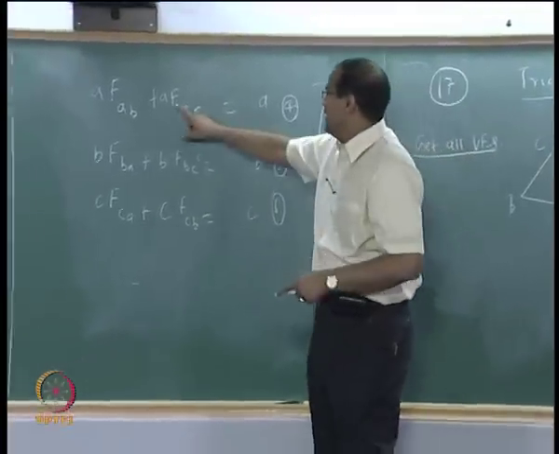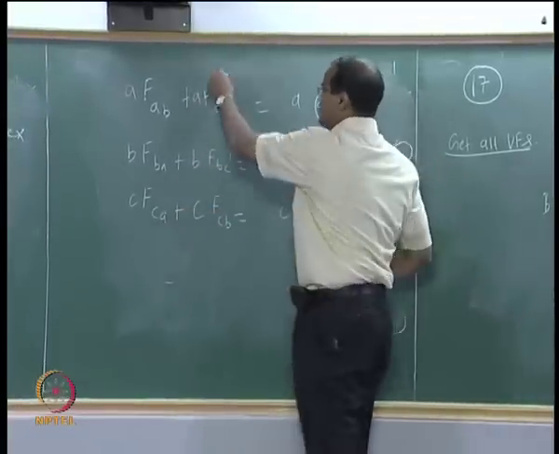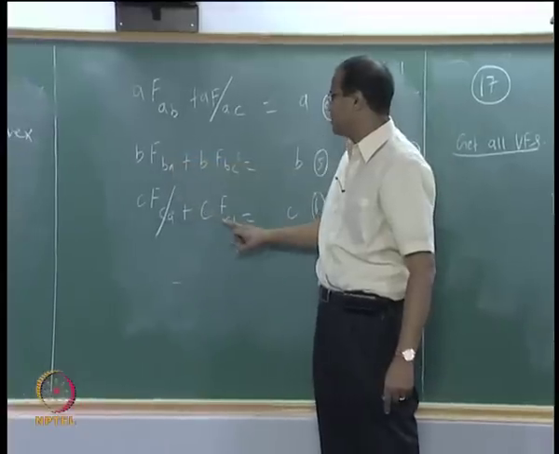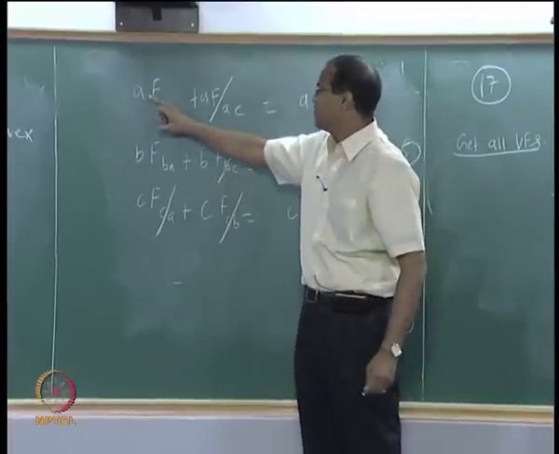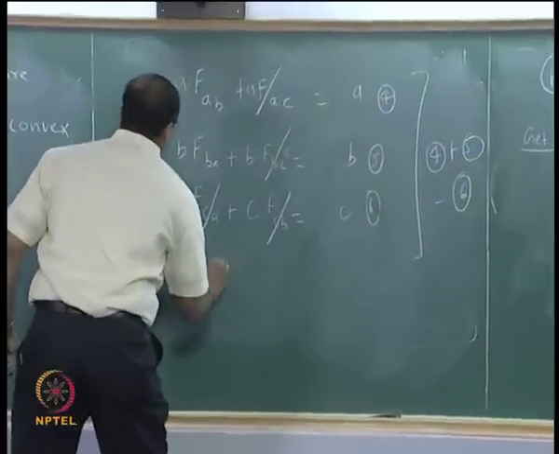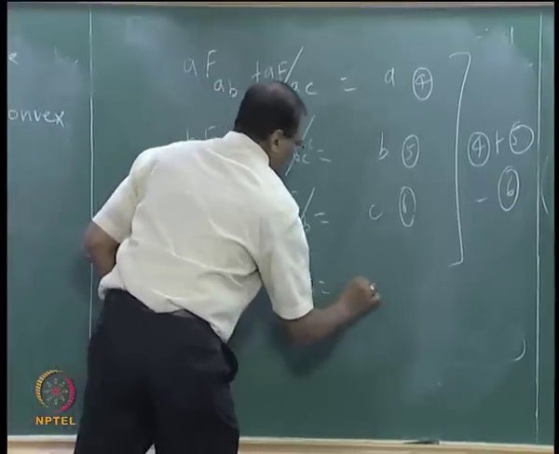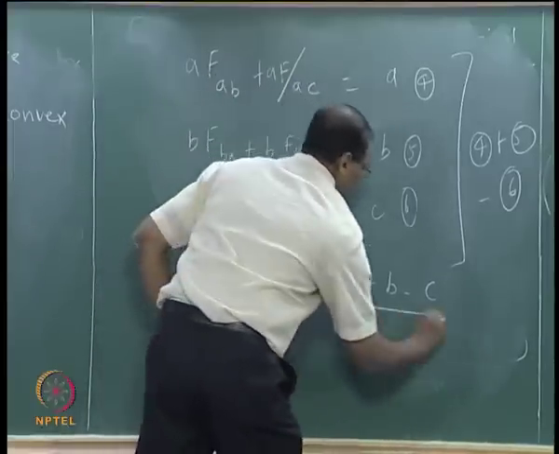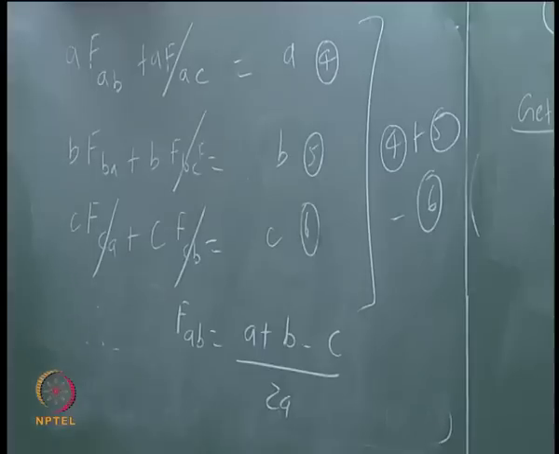What is the beauty? A FAC equal to C FCA. I am adding 4 and 5 and subtracting 6. Therefore, these two will go. B FBA equal to A FAB, B FBC equal to C FCB, and this will go. A FAB equal to B FBA, that is equal to A plus B minus C by 2 times. Correct? That's it.